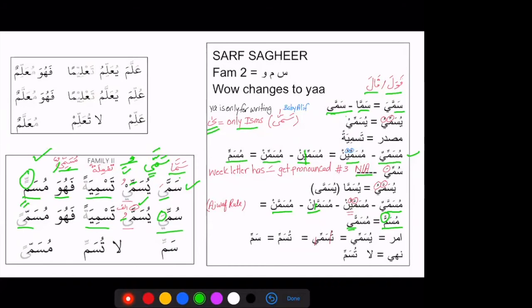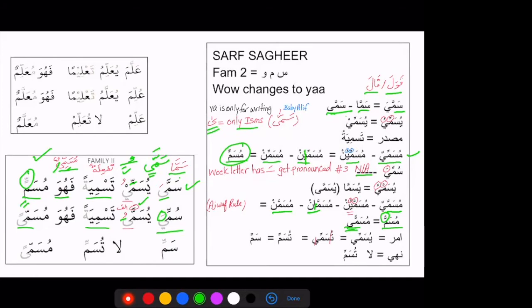So we see in musammin, we didn't do anything. It is musammin. We just dropped the weak letter. But in musamman, these fathatain need something. So that's why we need to keep this alif maksura over here. Okay.